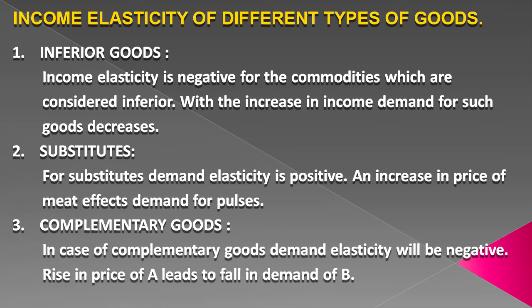Complementary goods. In case of complementary goods, demand elasticity will be negative. Rise in price of A leads to a fall in demand of B. For example, bat and ball are complementary goods. Complementary goods are those goods which are bought together. So when price of bat increases, demand for bat decreases, and that gives a reduction in the demand of balls also. So that's why we say that elasticity of demand in case of complementary goods is negative.